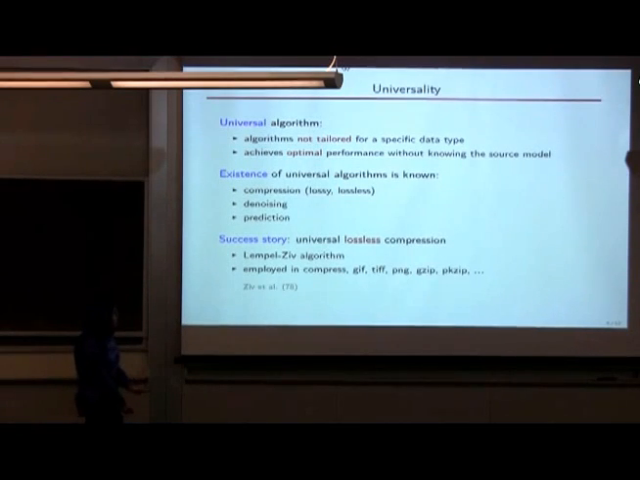A very successful story in this area is the case of universal lossless compression. In this area, we have the LZ algorithm, the Lempel-Ziv algorithm, which is a very efficient data compression scheme. It theoretically achieves the optimal performance, but the computational complexity of implementing this algorithm is very low. That's why it has been implemented in many commercial products. Compress, GIF, TIFF, all of these are examples of schemes that we use every day, and they use this algorithm inside them.